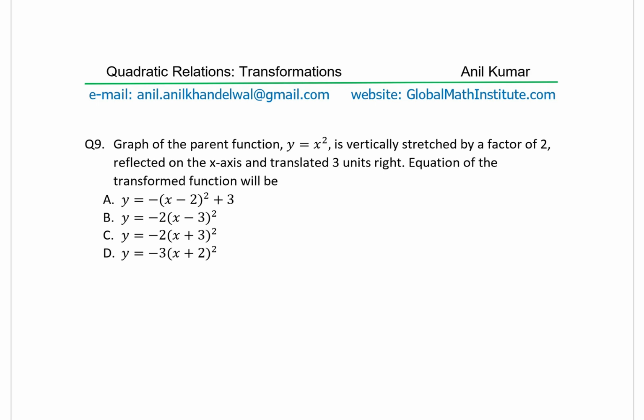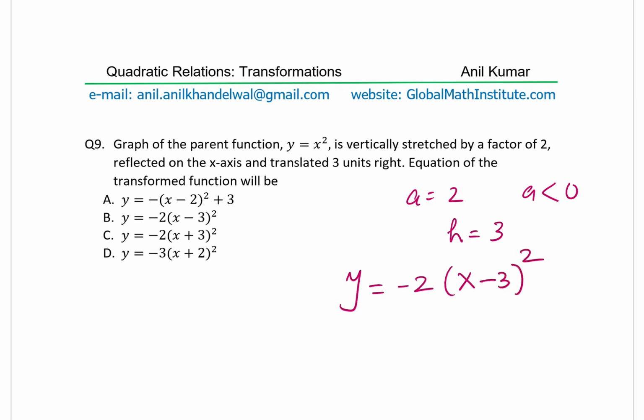Here is how I'm going to do it. Vertically stretched by a factor of 2, that means a equals 2. Reflected on the x-axis means a is less than 0, so negative 2. Translated 3 units right, that means h equals 3. And therefore, the function is y equals minus 2 times (x minus 3) whole squared. So that is option B, which is the right answer. Perfect.